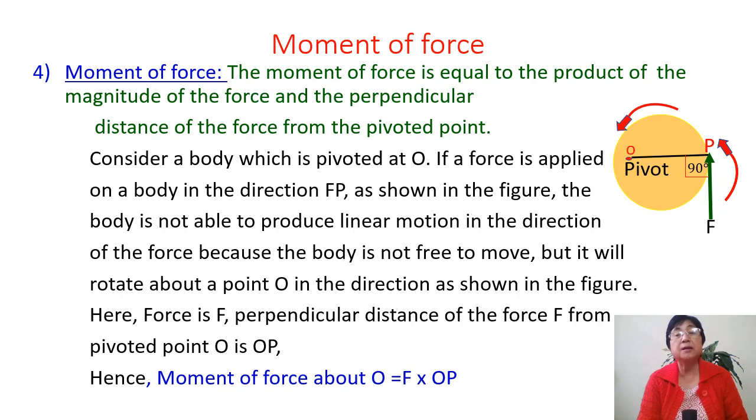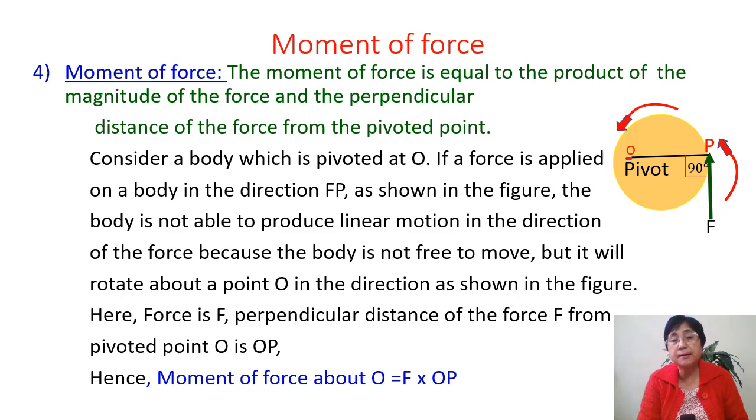How do we measure the turning effect of a force? It is equal to the product of the magnitude of the force and the perpendicular distance of the force from the pivoted point. To be clear, let's consider this body which is shown here. Consider a body which is pivoted at O. So this is the pivoted point. If a force is applied on the body in the direction FP, so here is a force that we apply, and its direction is in the direction FP.